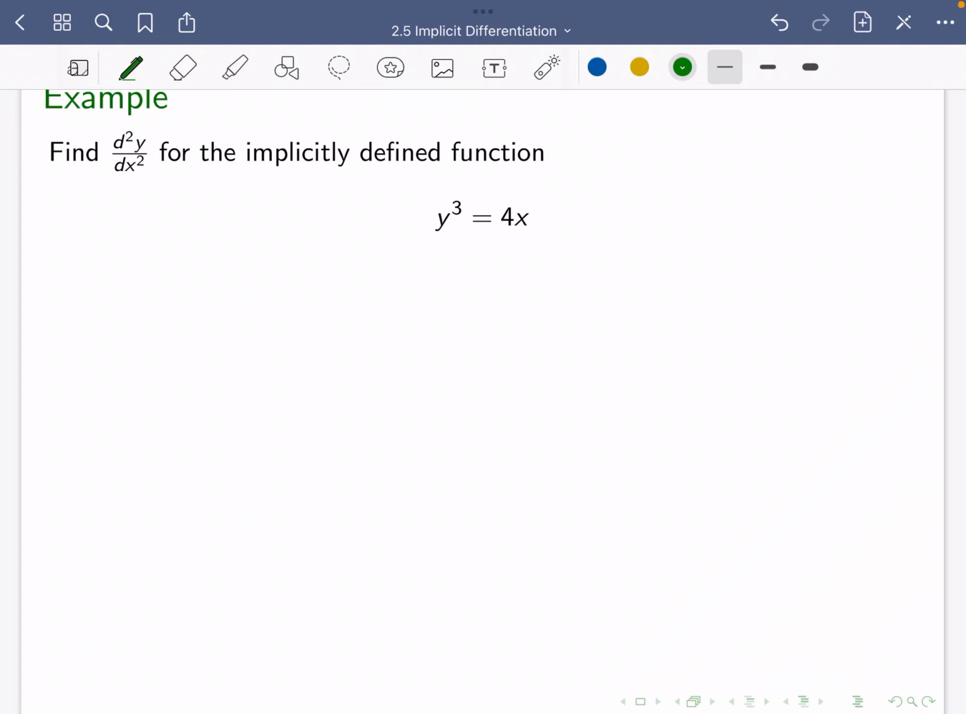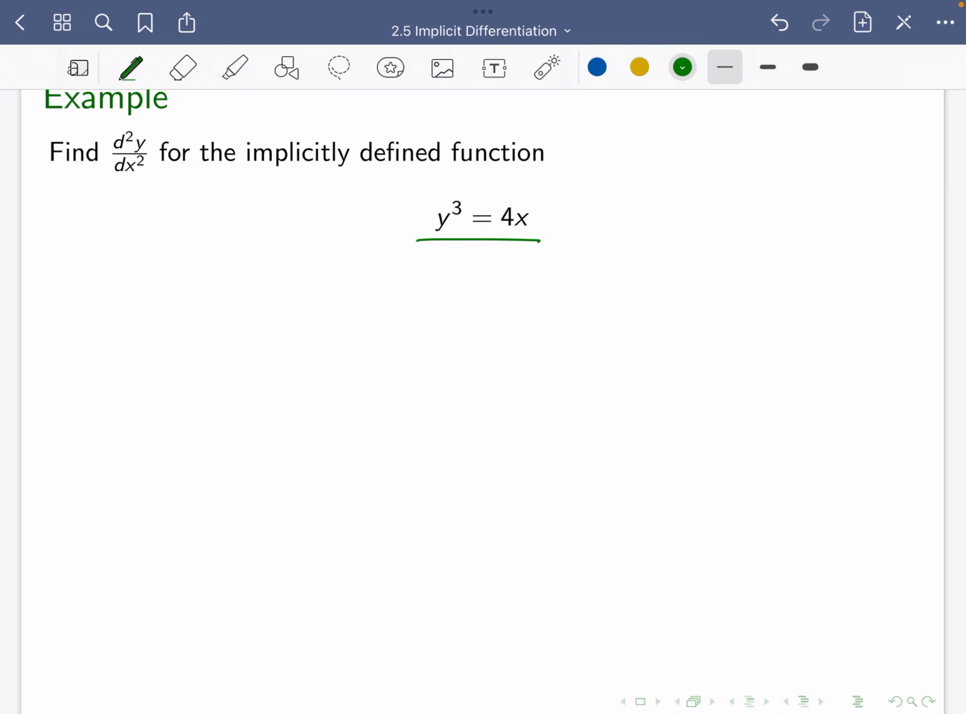In this video, we are going to use implicit differentiation to find not the first derivative, but the second derivative. Now, I say not the first derivative, but that's not really true. We do need to find the first derivative initially, prior to finding that second derivative. All right, so let's go through.